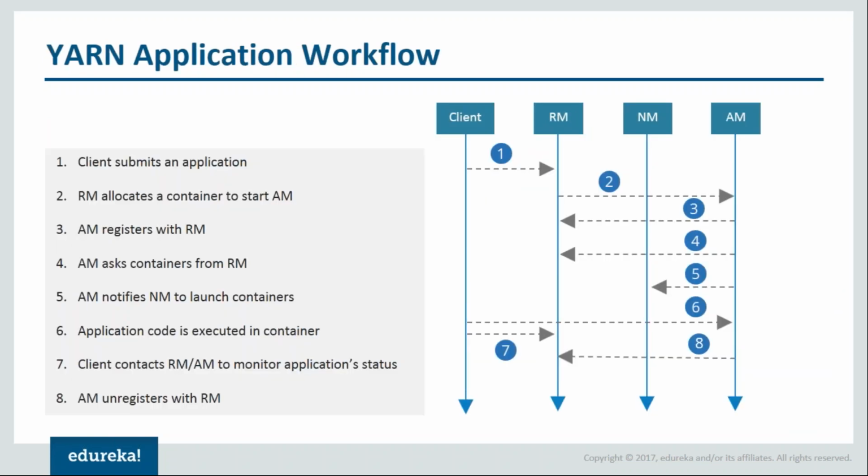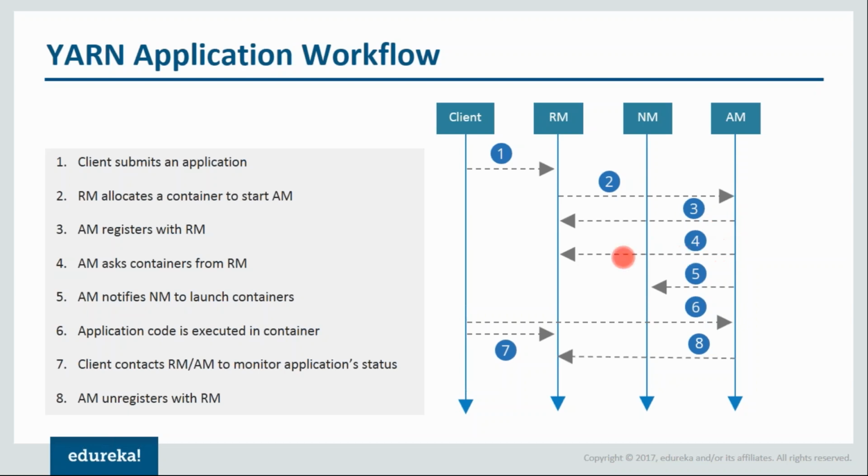Now let us take a look at the entire Yarn application workflow step by step. So the first step is the client submits an application to the resource manager. Then the resource manager allocates a container to start the app master. And then the app master registers with the resource manager and tells the resource manager that an app master has been created and it is ready to oversee the execution of the code.